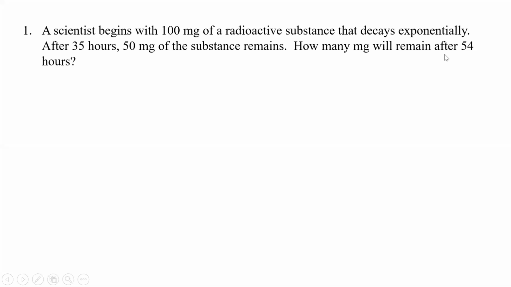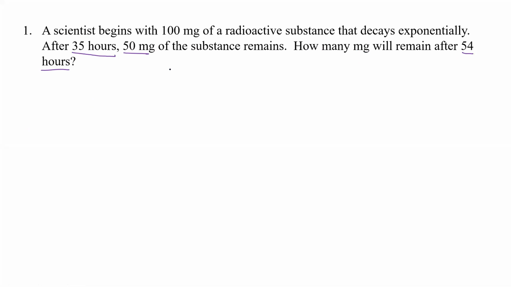All right, so what about this one? Now, this one says a scientist begins with 100 milligrams again of a radioactive substance, so maybe like the radon 222. And it decays exponentially too. But this one doesn't give us the rates and all those things. It gives us, well, after 35 hours, we only have 50 milligrams of this substance remaining. So it wants to know how many milligrams remain after 54 hours. Okay, well, we know after 35, but now we need to find 54.